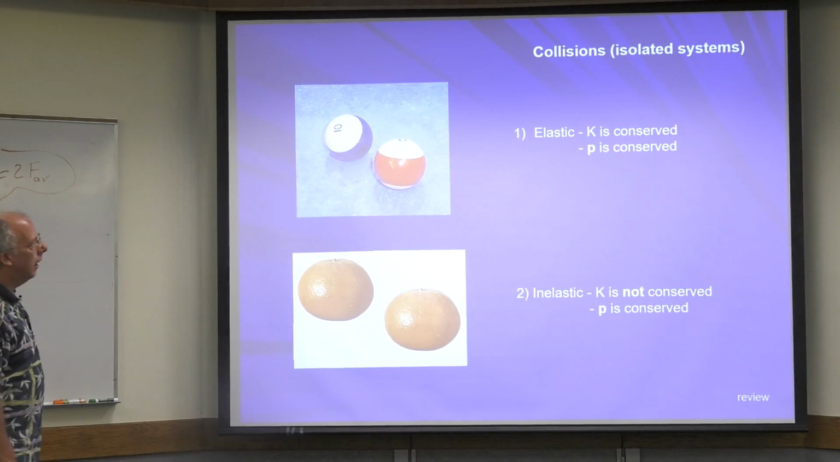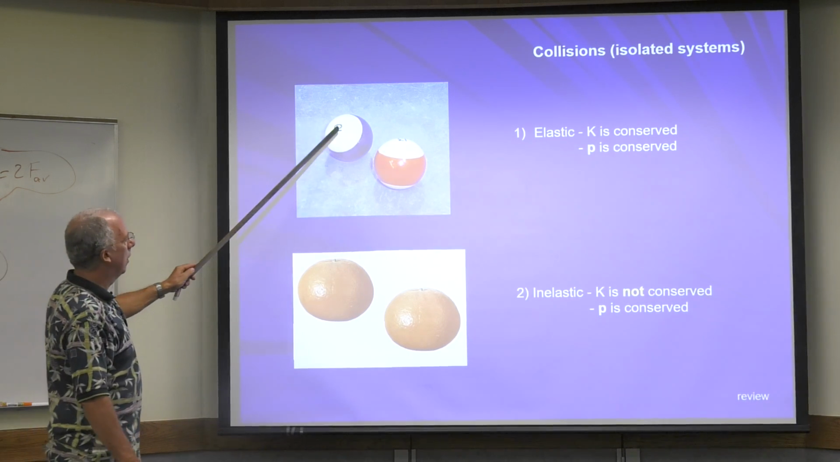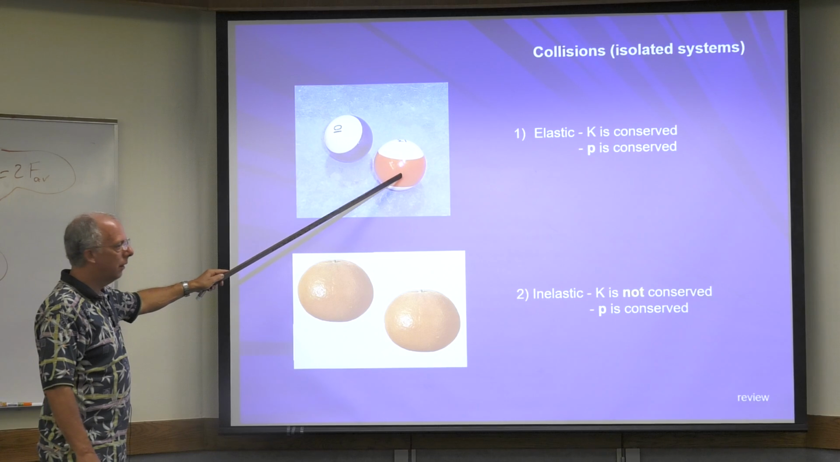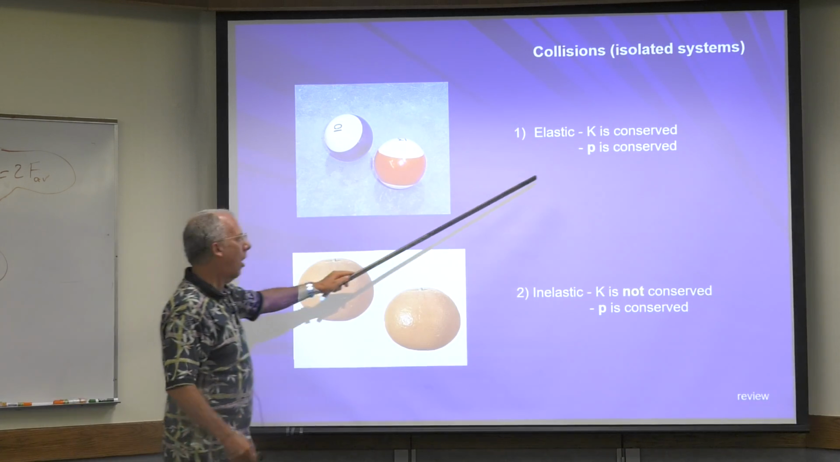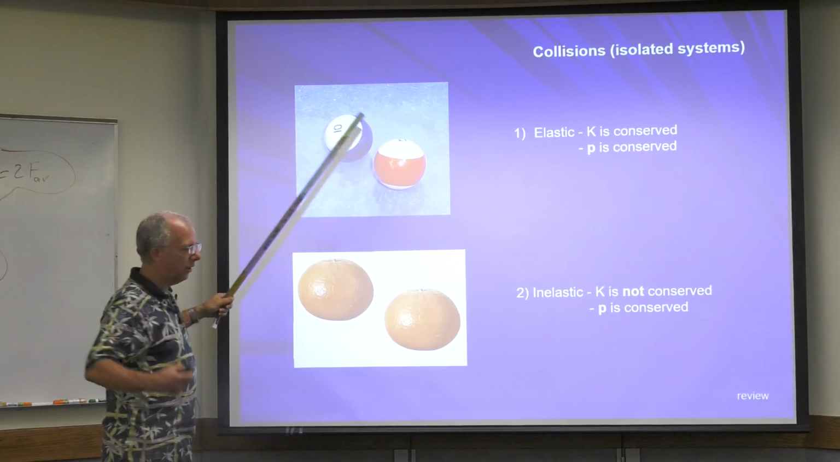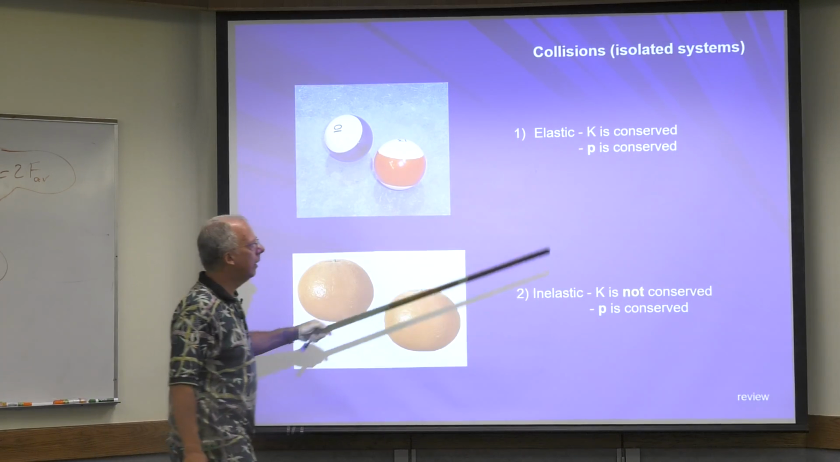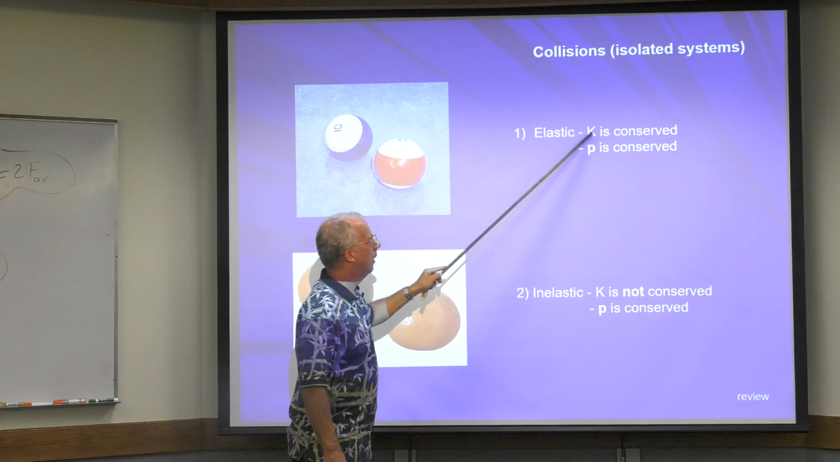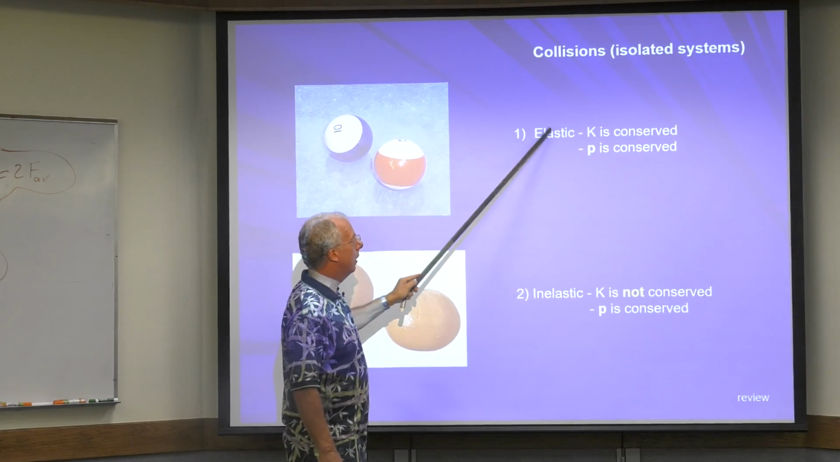And then if we have isolated systems and collisions, if we have hard spheres, obviously momentum is conserved because of that, but also if we have hard spheres that don't deform each other or anything like that, kinetic energy is conserved. That's called an elastic collision.